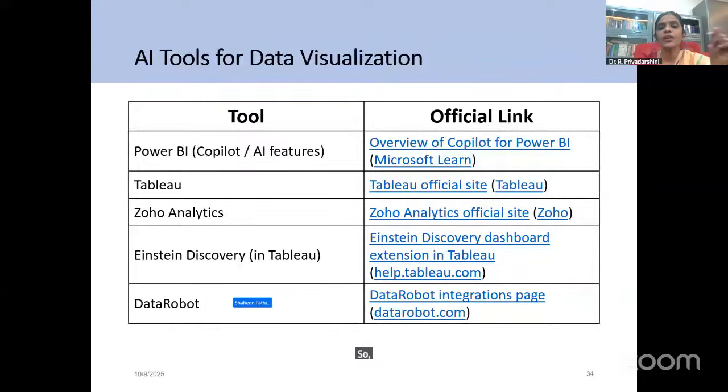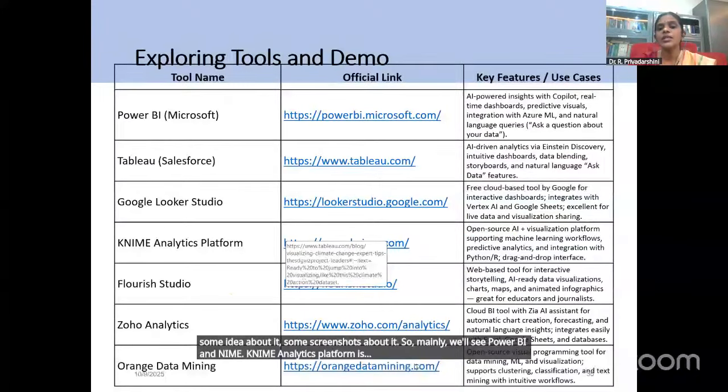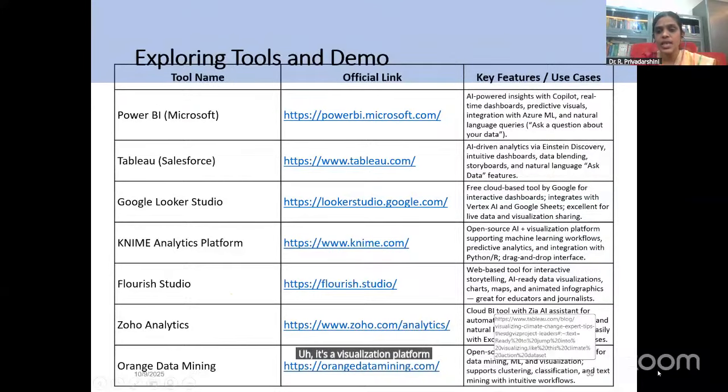Now we are going to check all these 7 tools: Power BI, Tableau, Google Looker Studio, KNIME Analytics Platform, Flourish, Zoho Analytics, and Orange Data Mining. I've given some idea and some screenshots about them. Mainly we'll see Power BI and KNIME. KNIME Analytics Platform is a visualization platform for workflows, so it is very different from other tools.